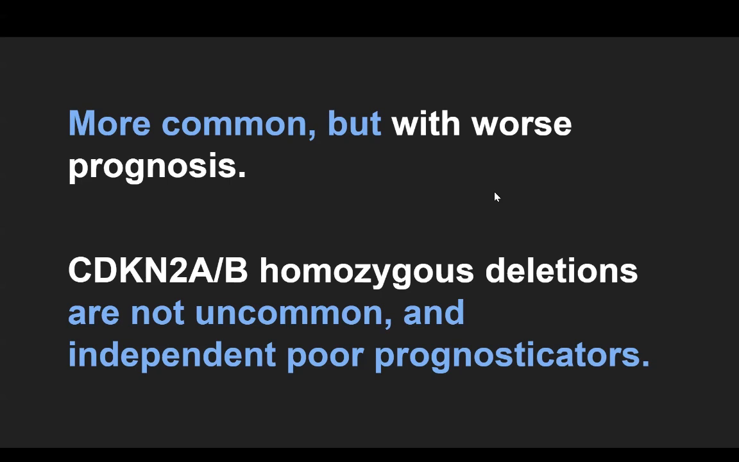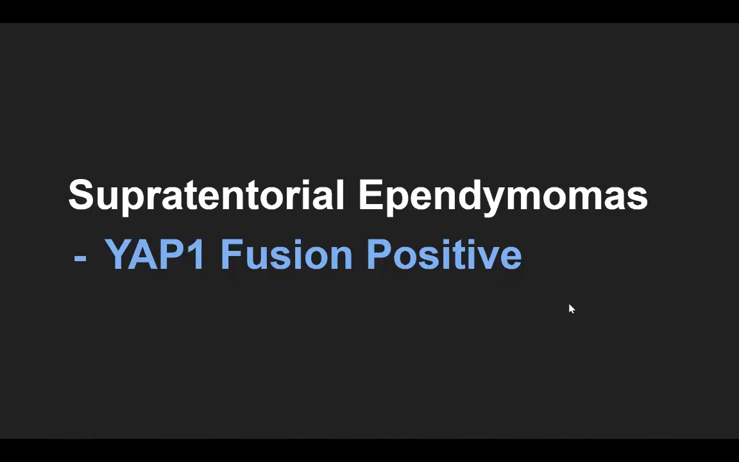So moving on. CDKN2A and CDKN2B homozygous deletion. I think every one of you would remember this deletion now. These are notorious wherever you find them. The tumor is aggressive, and they are independent poor prognosticators. So you can also find them in ependymomas which are supratentorial. Moving on. We have YAP1 fusion positive.